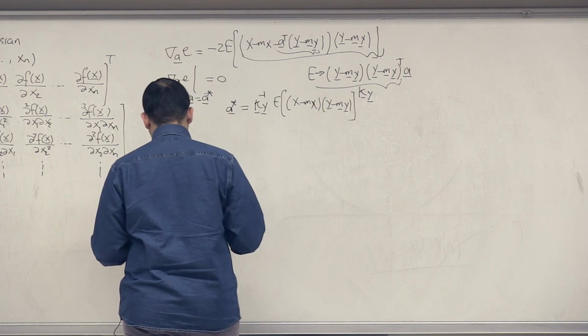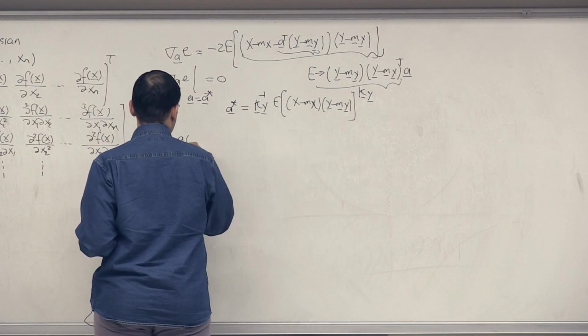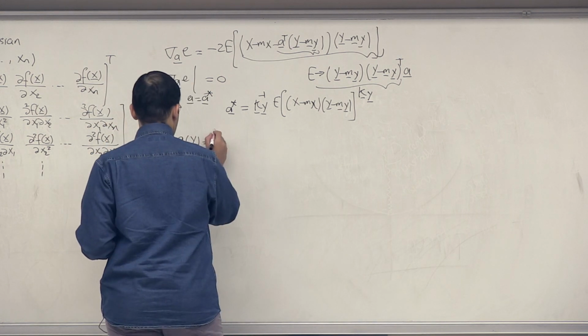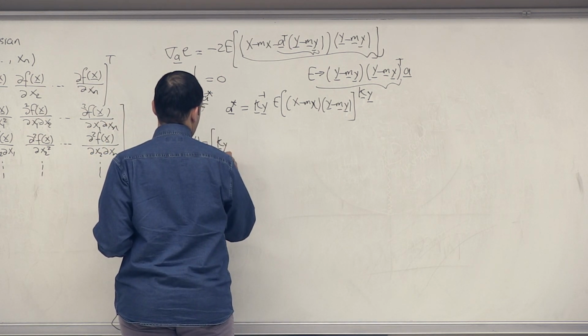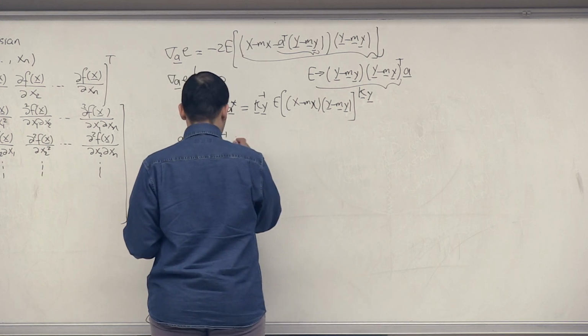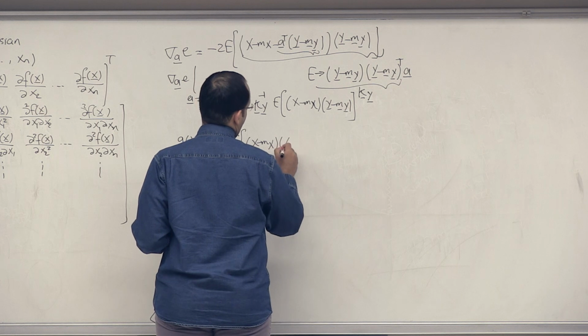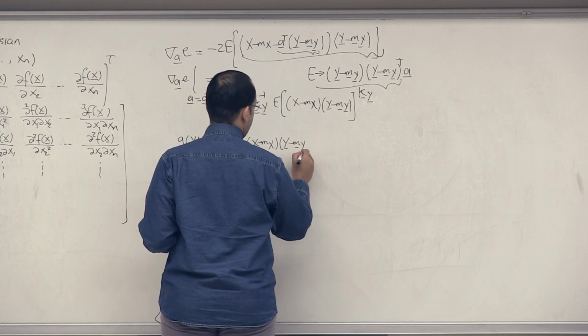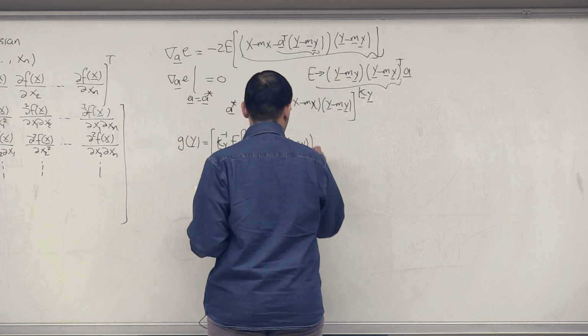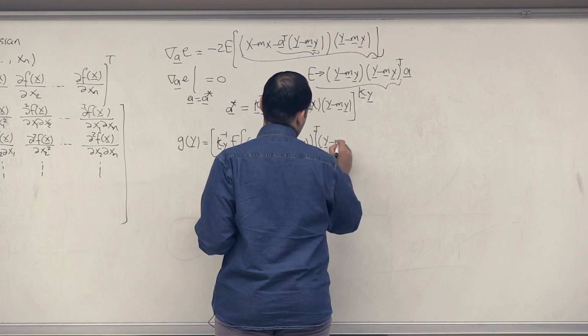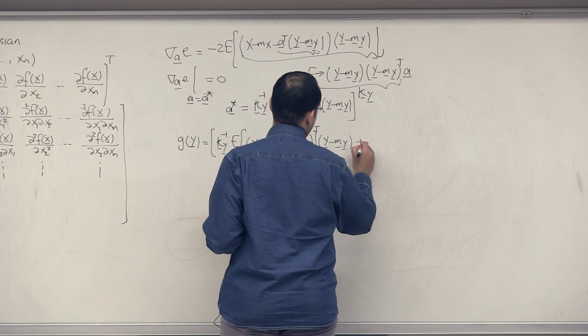And thus the last substitution will give you this optimal estimator we are seeking, g of y, which is Ky inverse times this expected value of x minus mx, y minus my, overall transpose, times y minus my, plus mx.